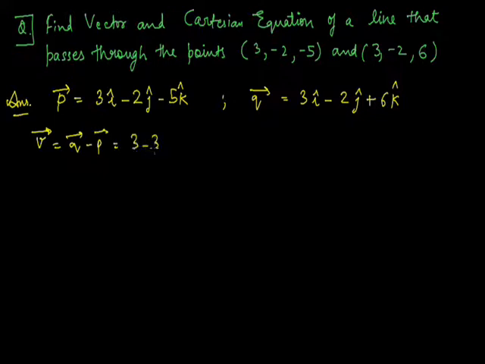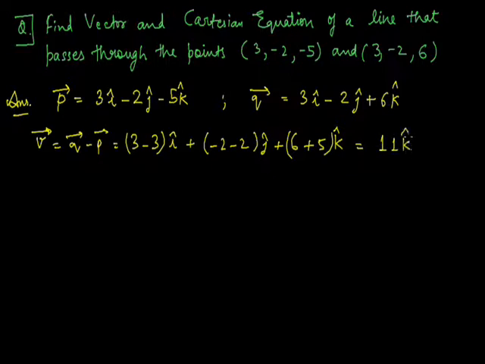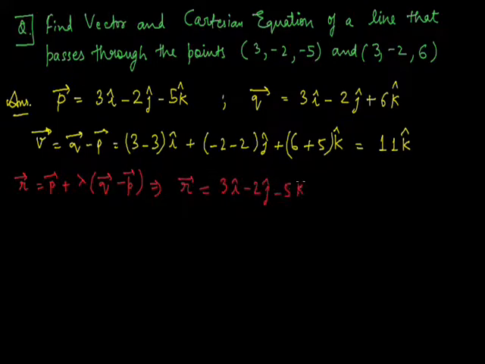So let's simplify it. It will become 3 minus 3 i cap plus minus 2 minus minus 2 j cap plus 6 plus 5 k cap. After simplification, it will become 11 k cap. So you need to write the vector equation. The vector equation is r vector equals p vector plus lambda times q vector minus p vector. So it will be r vector equals p vector, that is 3i cap minus 2j cap minus 5k cap, plus lambda times q minus p vector, which is 11k cap.